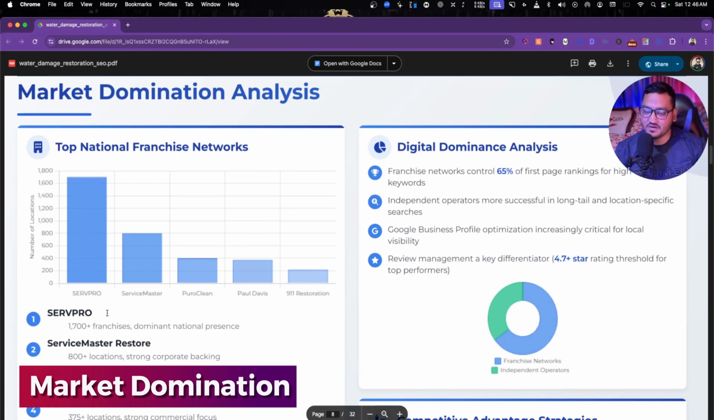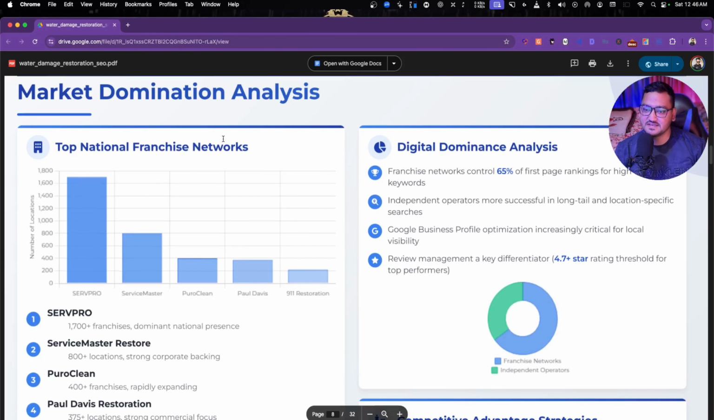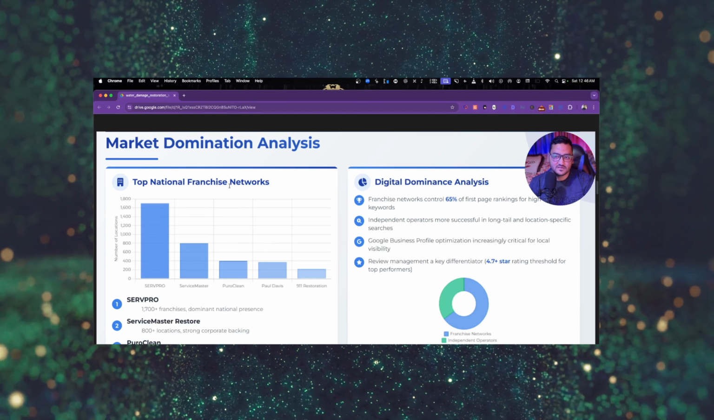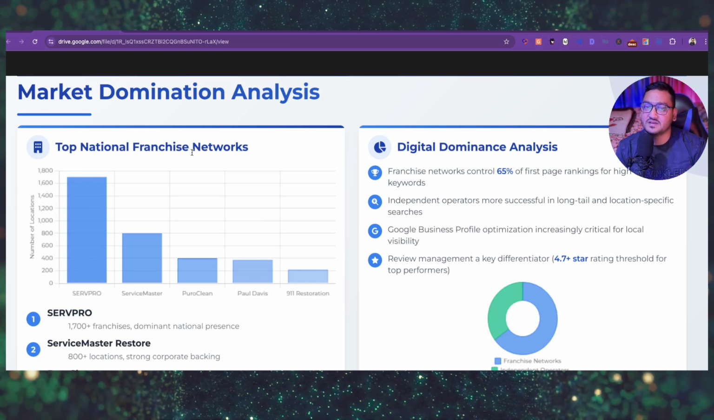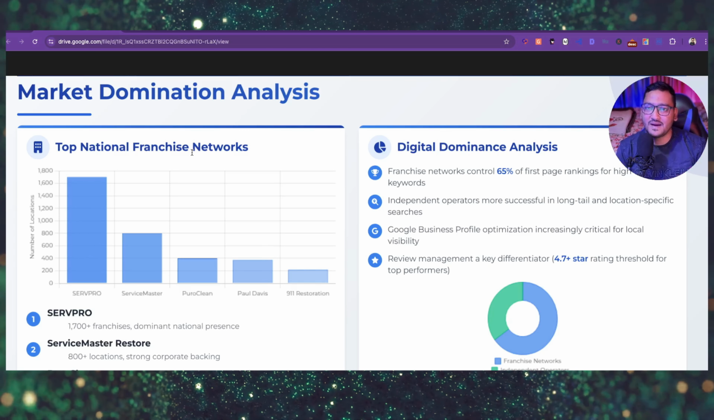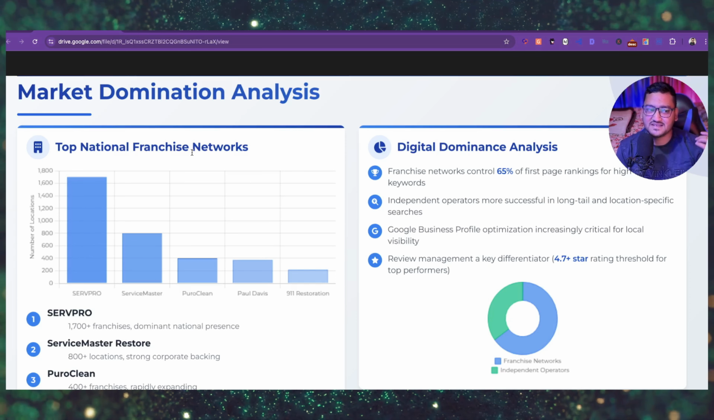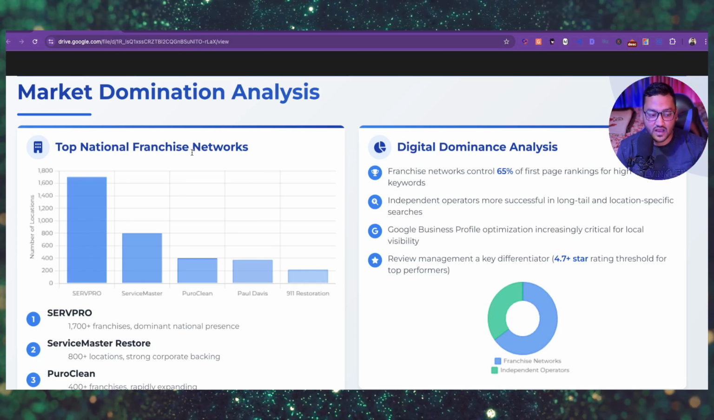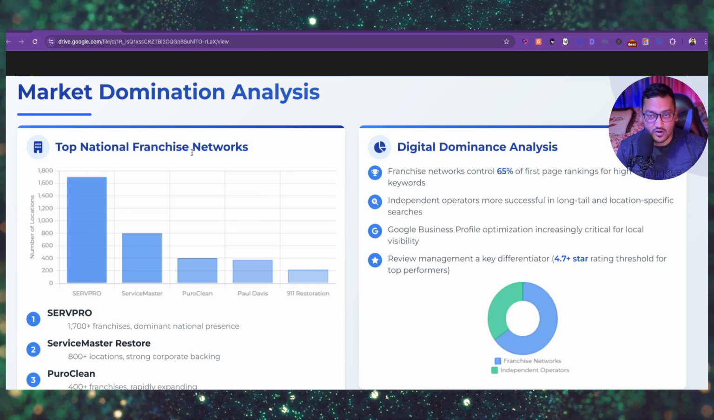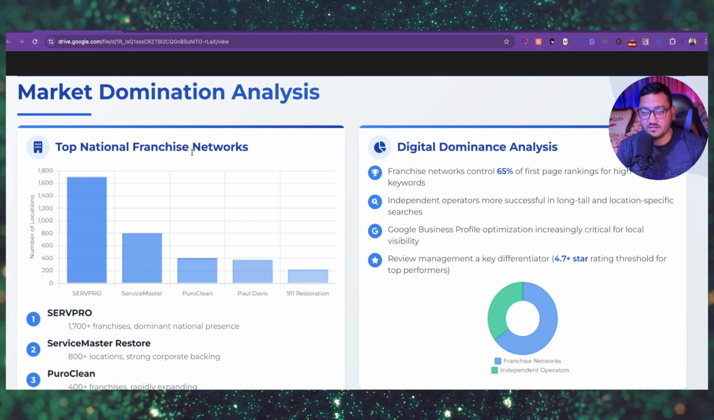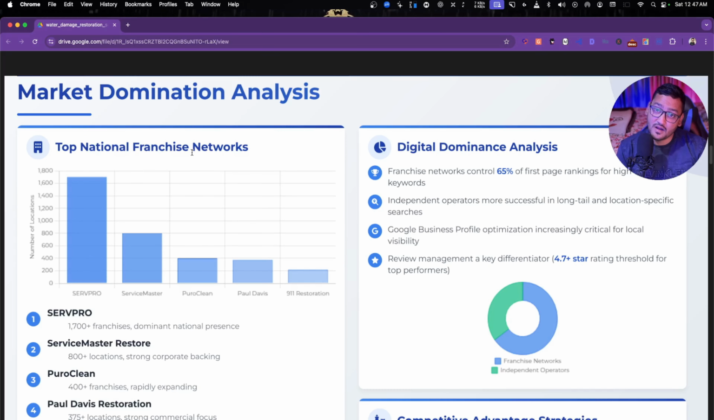Let's go to the next chapter, which is market domination analysis. Now this slide is way more important for you while you are doing your competitor research. As we all know, in water damage restoration, big players are involved because of the market size and the revenue they can generate. So there are hundreds of franchisees available in the market. You need to compete with them. They have a bigger brand, they have more reviews, they have more compared to your brand.